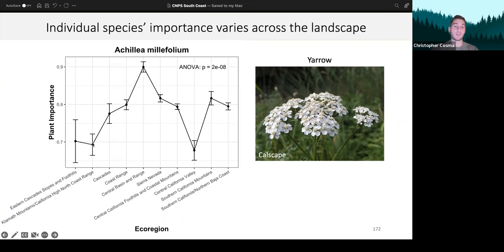And so we can see here how drastically this plant species varies in our importance metric, again, determined by that network analysis to find those keystone species. And we see that Achillea millefolium is much more important in certain ecoregions than it is in others. And it seems to peak in our central basin and range.